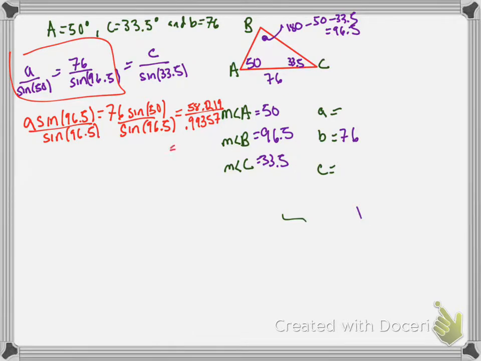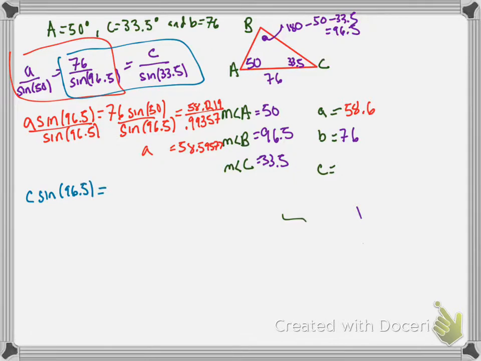Okay, I arrived at A equaling 58.59577. So I'm going to round that to 58.6. And then for C, we're going to use the other two. Okay, we have C times sine of 96.5 equals 76 sine 33.5. Divide each side by sine 96.5.